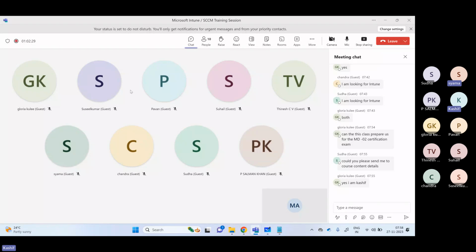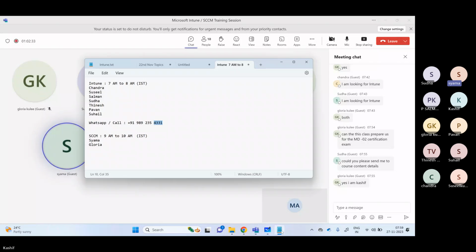Tomorrow SCCM is starting, right? Yes, from tomorrow at 9 o'clock, SCCM will start. Gloria and Siama, these two people have confirmed they will join. And for Intune: Chandra, Susil, Salman, Sudha, Dinesh, Pawan, and Sohail.